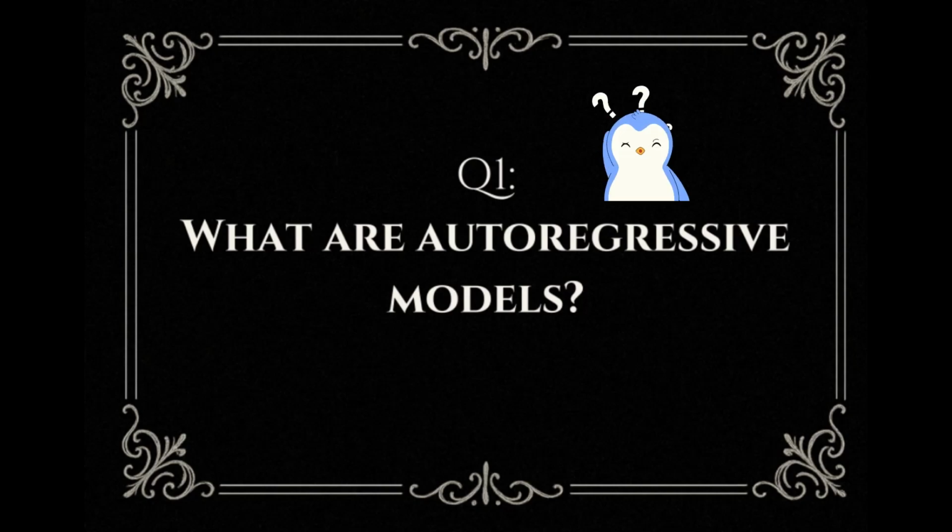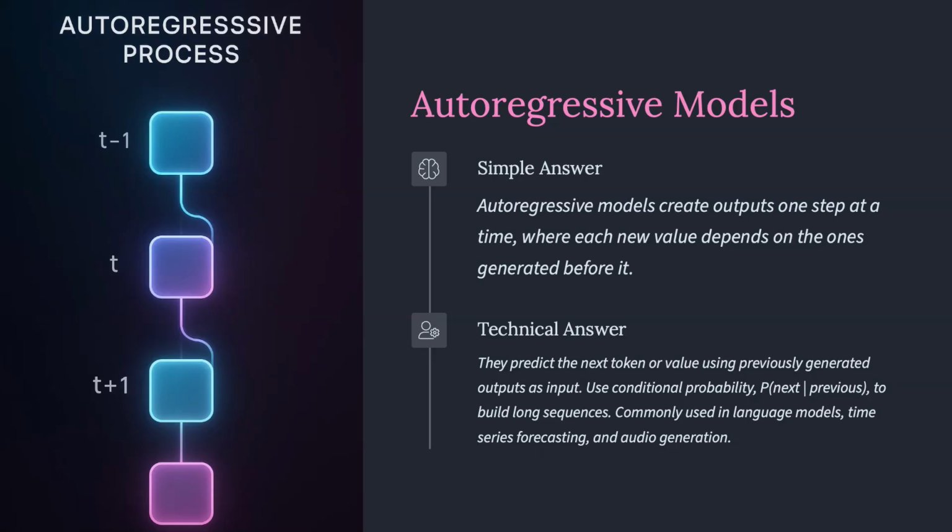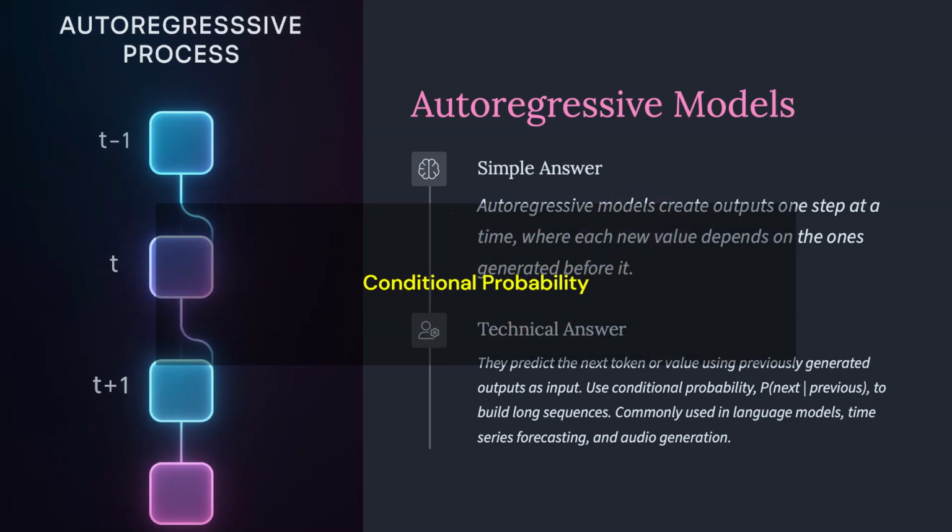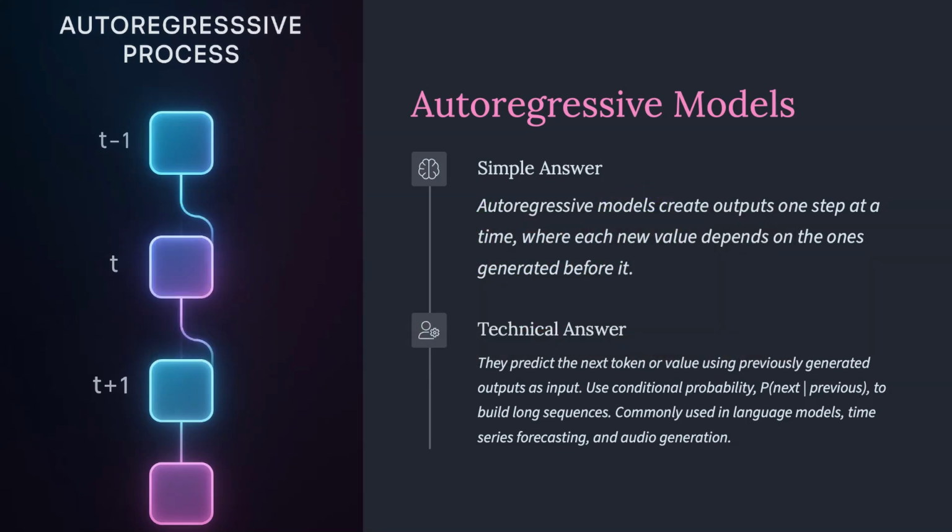What are autoregressive models? Autoregressive models generate outputs by building them step by step. In simple terms, they create one token or value at a time, and each new piece depends on what the model has already produced. Technically, they work by predicting the next token using conditional probability, where each prediction is based on the sequence generated so far.